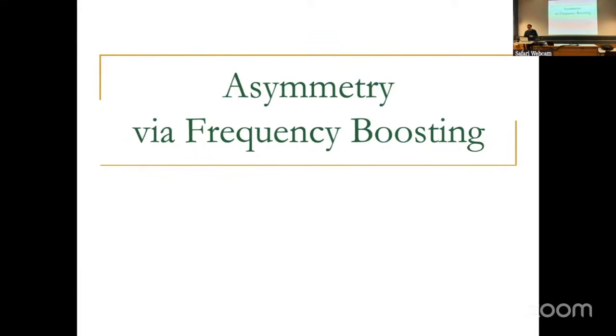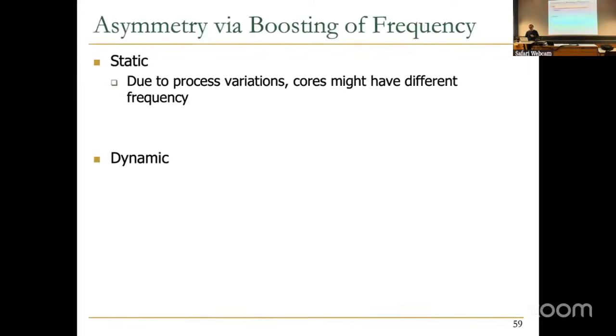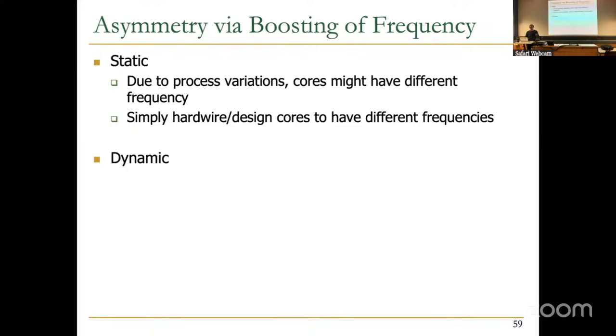Right? So before I go into that, there are ways of doing this statically. Due to process variations, cores might have different frequencies that are statically tied. And simply, you can design the hardware so the cores have different frequencies. And then you can migrate an application from a low frequency core to a high frequency core whenever you want it to have high frequency. You would, of course, have some cost of migration, but it's possible to do.